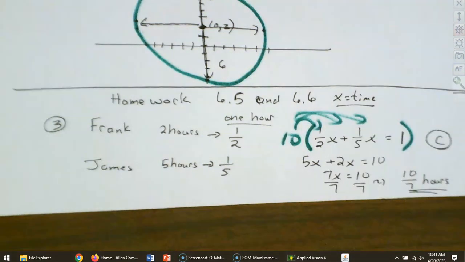We'll do one more of these from our homework. So let's do one more. Let's do an inverse variation. Let's look at question 9 now.